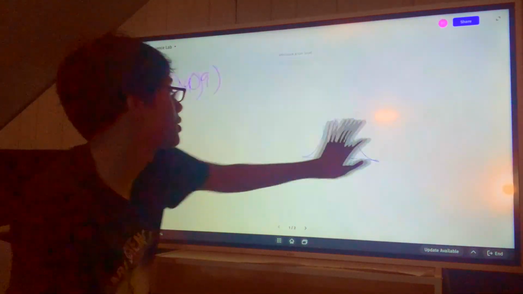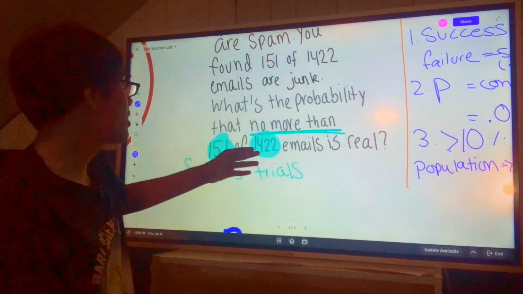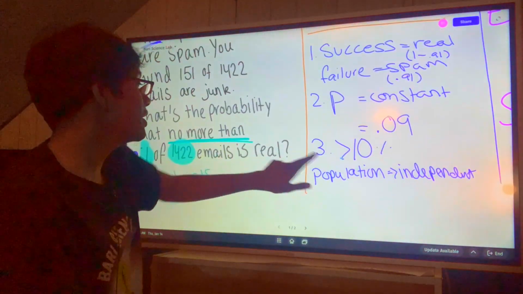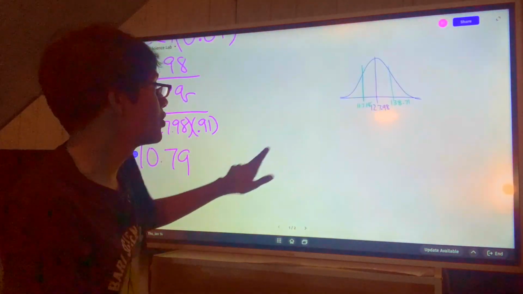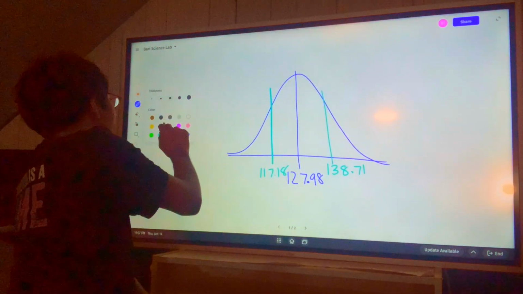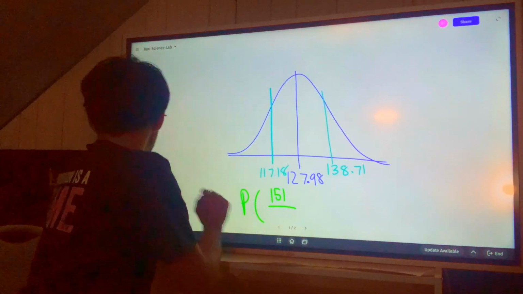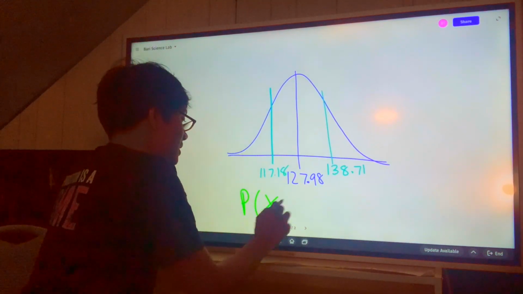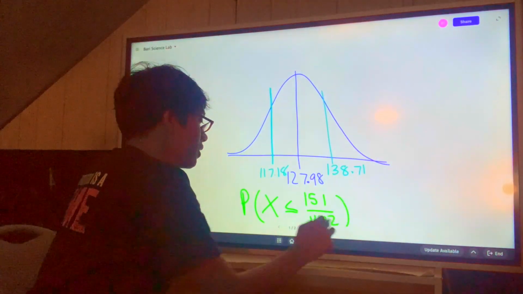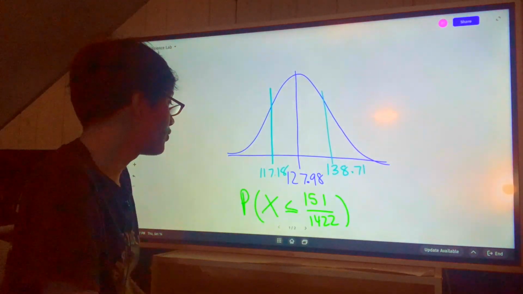We can answer our original question. What was our original question? It was asking whether 151 out of 1422 emails is real. No more than. So really what we want to do is find the following probability: the probability that no more than, so that means less than or equal to, 151 out of 1422 emails are real. And so let's try to find what this is equal to, right? What is 151 out of 1422?